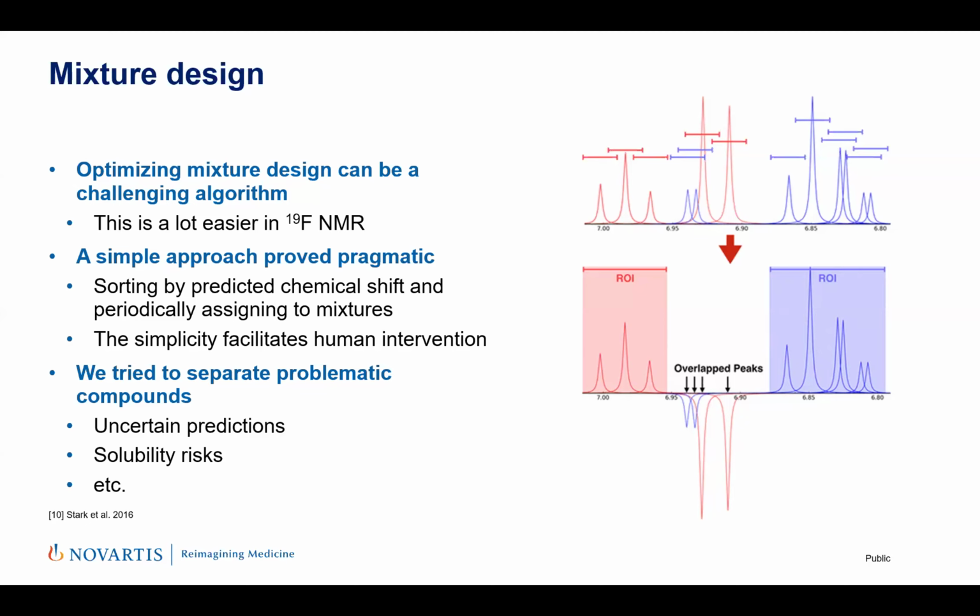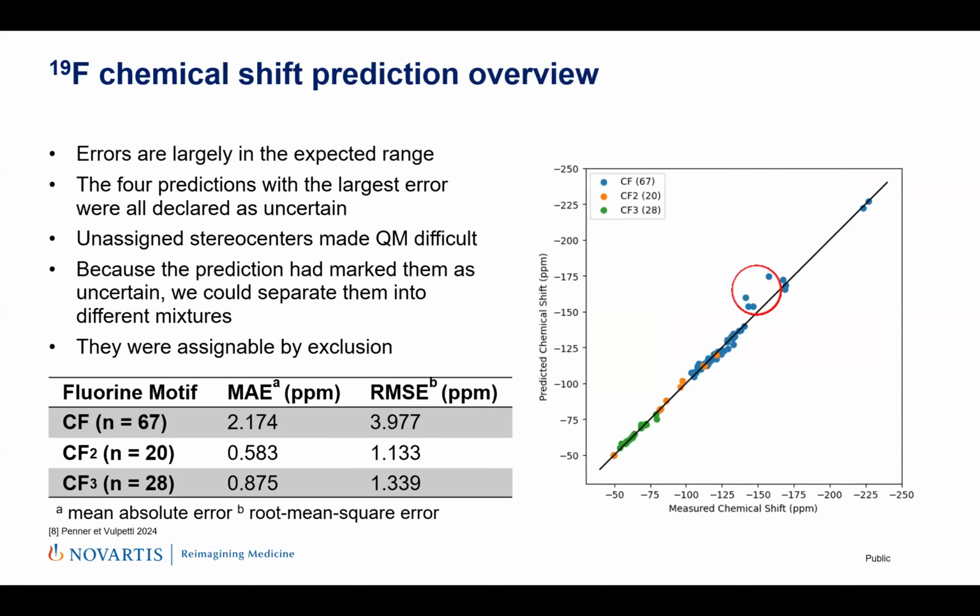You can avoid other sorts of risks. So if you have solubility risks for some of the compounds, you don't know if they're actually going to be soluble. This is a peak disappearing in your spectrum, which is very, very uncomfortable to then assign. And so it's very nice to only have one peak disappear in your spectrum, because then you can assign it by exclusion. So this is a little bit the mixture design part.